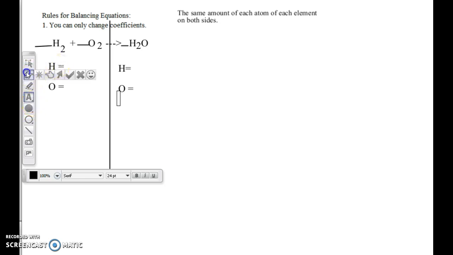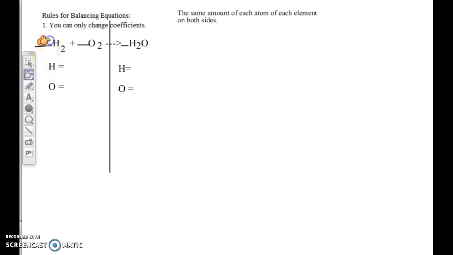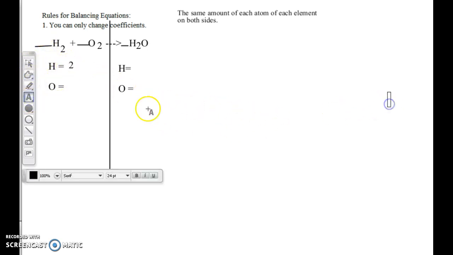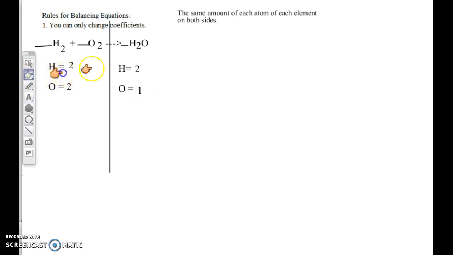So right now, how many atoms of hydrogen do I have on my reactant side? So my subscript of 2 tells me I have 2. And how many oxygens do I have on the reactant side? 2. How many hydrogens do I have on the product side? 2. How many oxygen atoms do I have on the product side? 1. So now I can easily see I have 2 hydrogens, those are good. I have 2 and only 1 oxygen.